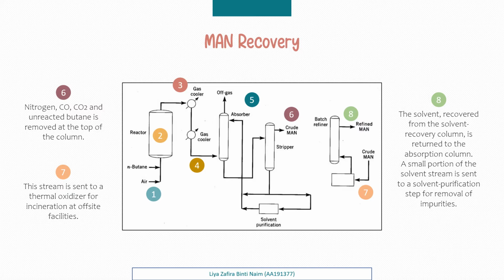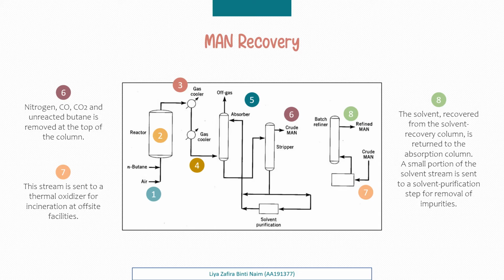Second part, MAN recovery. MAN that was not condensed is recovered by absorption with a solvent. Nitrogen, carbon dioxide, and unreacted butane are removed at the top of the column. This stream is sent to a thermal oxidizer for incineration at off-site facilities. The recovered stream from the bottom of the absorber column is sent to a solvent recovery column, in which MAN is recovered as the distillate.